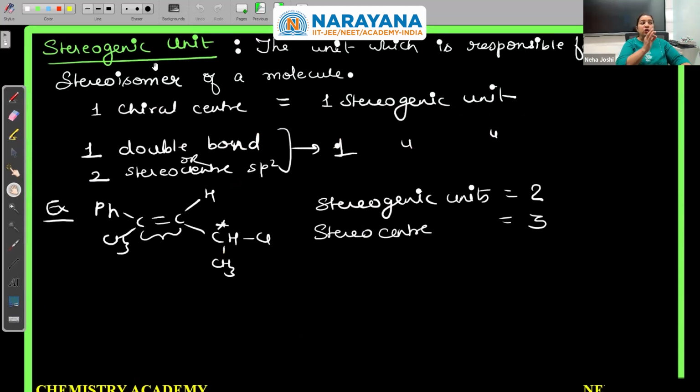When I talk of a stereogenic unit, now I'm not talking of an atom, but the entire unit which is responsible for generating stereoisomers. So the allene unit will be taken as one unit. The biphenyl system will be taken as one unit, like that. One chiral center will act as one stereogenic unit. One double bond for the geometrical isomerism condition. And with two stereo centers, that entire unit will be taken as one stereogenic unit because it is generating stereoisomerism. So for this example, I will have two stereogenic units. But if they ask how many stereo centers are there, then it is 3.